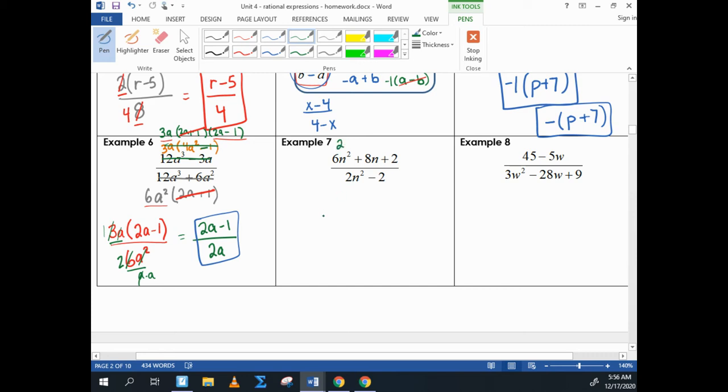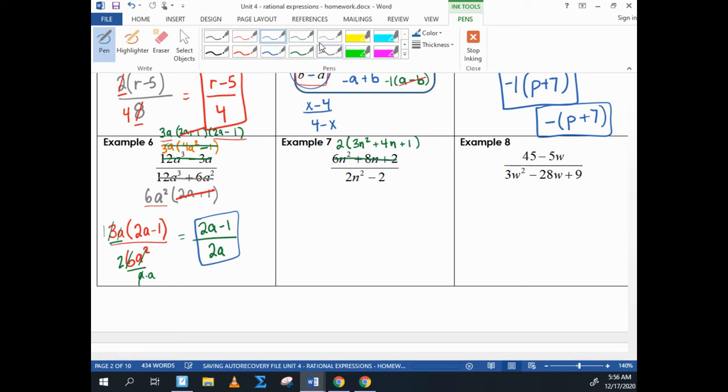I can divide it by at least 2, and when I check, 2 is the biggest number I can divide everything by. So 2 times 3n squared will give me the 6n squared. 2 times positive 4n will give me that 8n. And 2 times 1 will give me that 2 right there. All right, I can actually go one step farther.